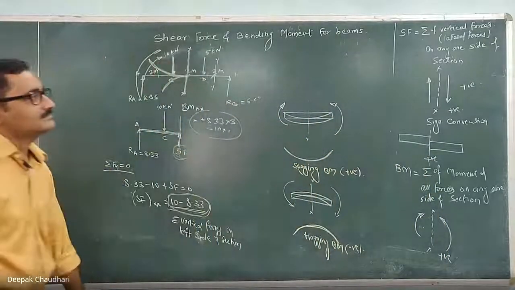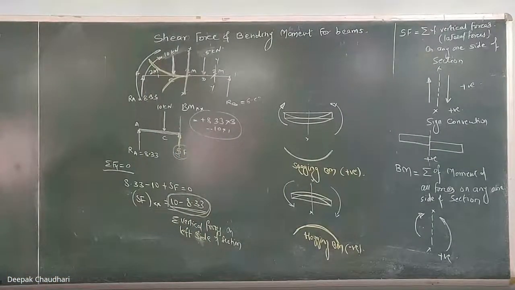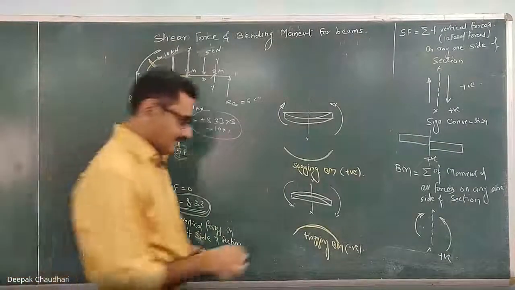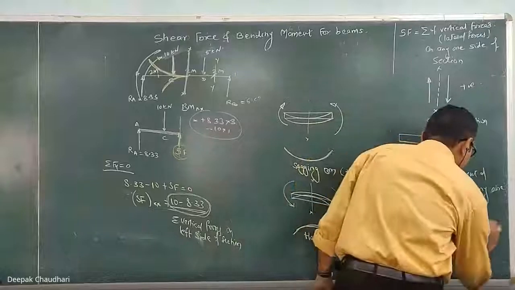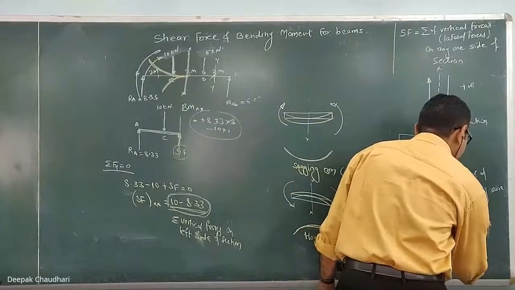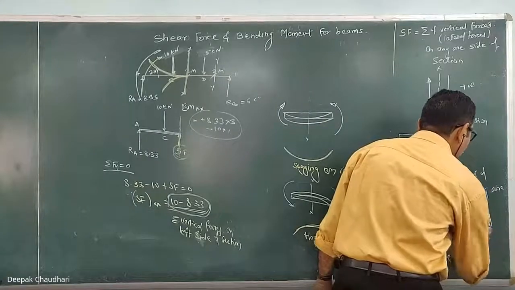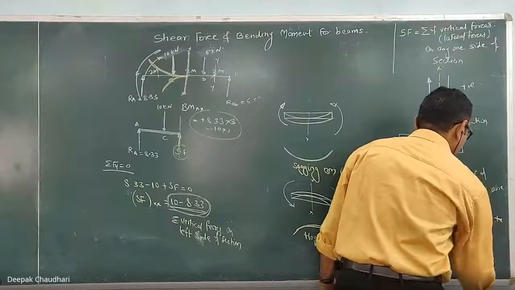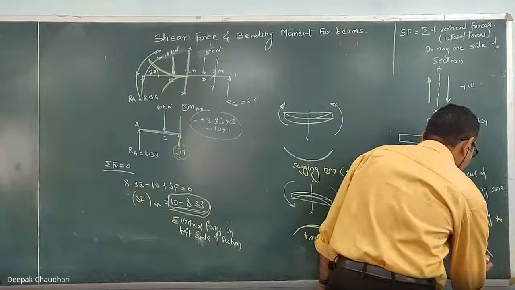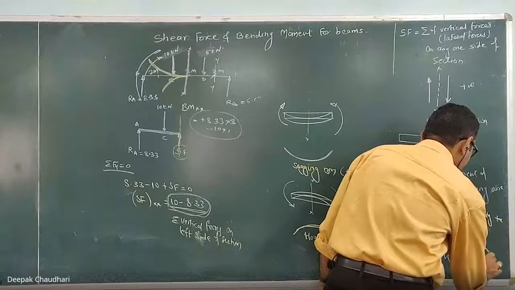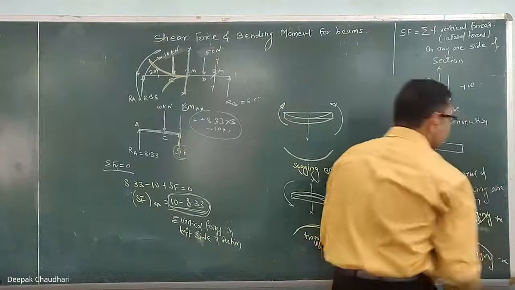Any doubt? Any doubt? So you have to remember this only. This is sagging, which you have to consider positive, and this is hogging, negative. Okay.